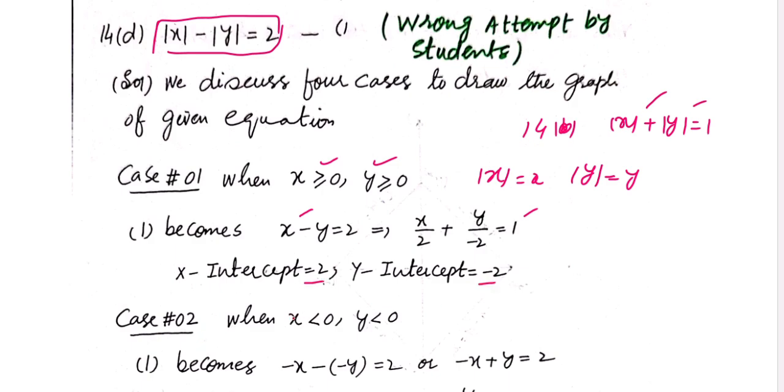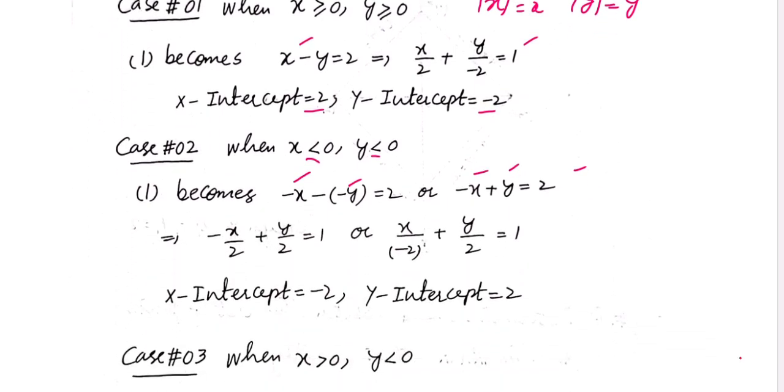Similarly, they consider the second case when your x is less than or equal to 0, y is less than or equal to 0. So in this case, your x absolute will be minus x and your y absolute will be minus y. This becomes minus x plus y equal to 2. When you divide on both sides by 2, this becomes minus x by 2 plus y over 2 is equal to 1, or it can be written as x over minus 2 plus y over 2 is equal to 1. This gives x intercept minus 2 and y intercept 2 here. Last case, case number 3, sorry, when x is greater than or equal to 0 and y is less than or equal to 0 here.